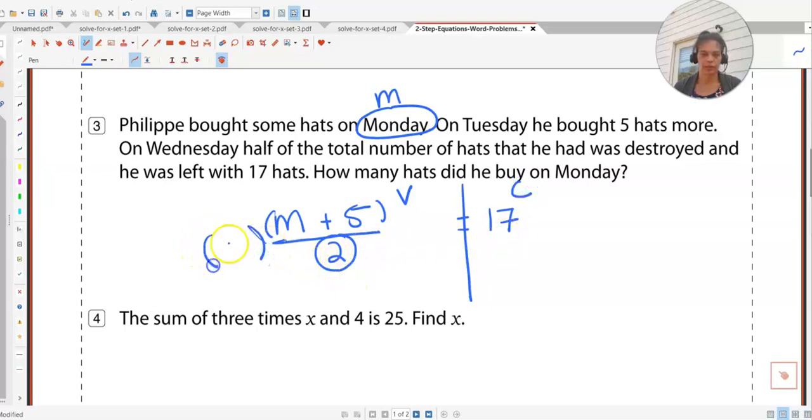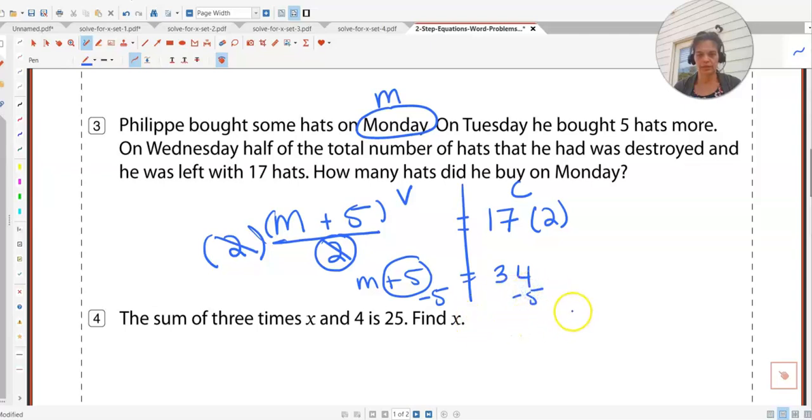Here I need to multiply by 2. What we do on one side, we do on the other. So these cancel out, and we're left with m plus 5 equals 17 times 2, which is 34. And then we have a positive 5, so minus 5 on both sides. So then m equals 29. It looks like Felipe bought 29 hats on Monday.